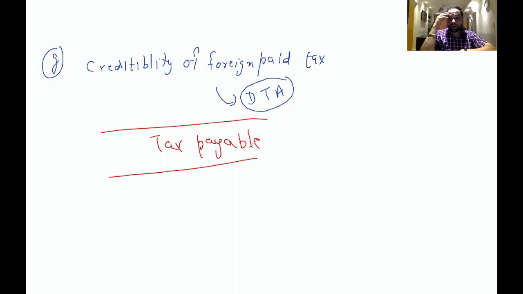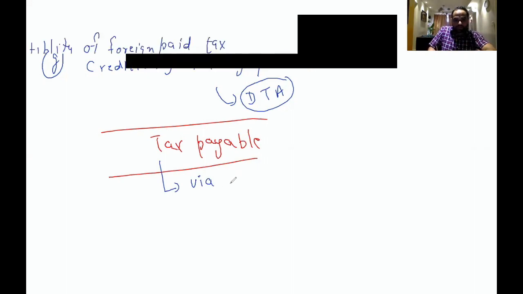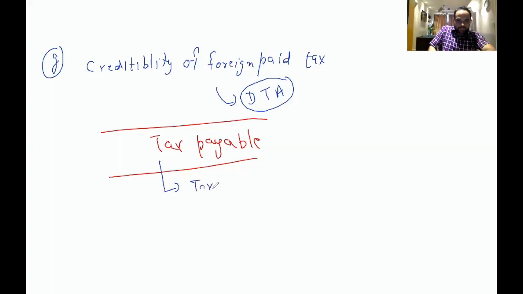By submitting a tax return, right? Pay tax via tax file, or tax submission. So via tax file. It means this tax we have to submit to the government, right? So now we have some other guidelines in relation to tax submission.